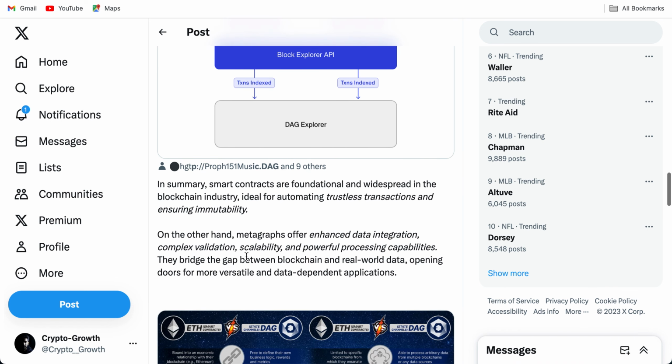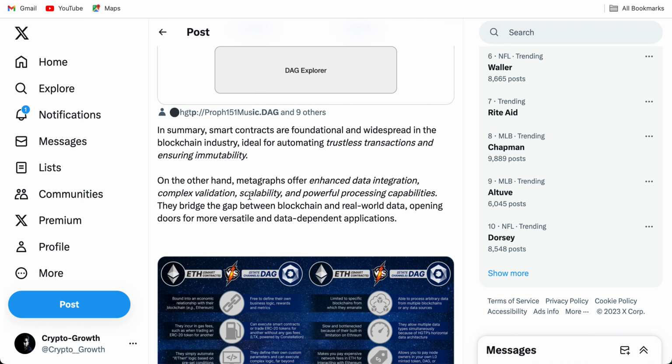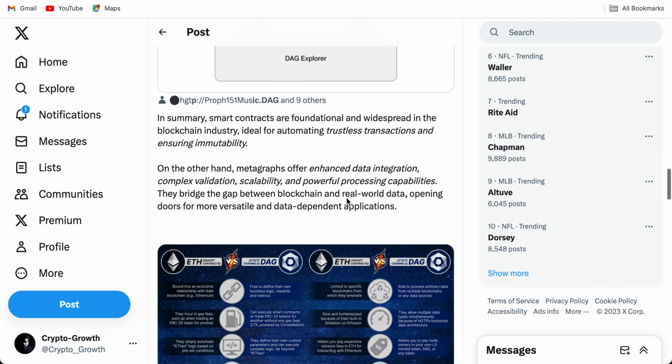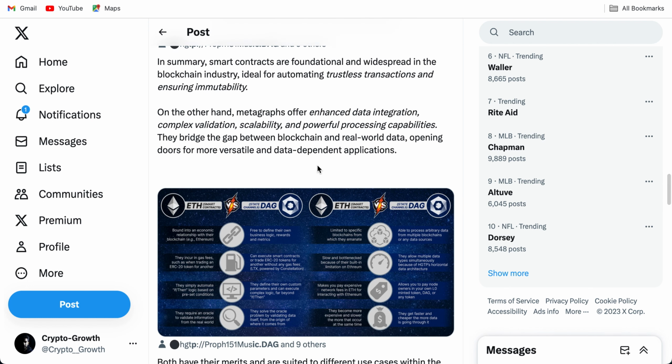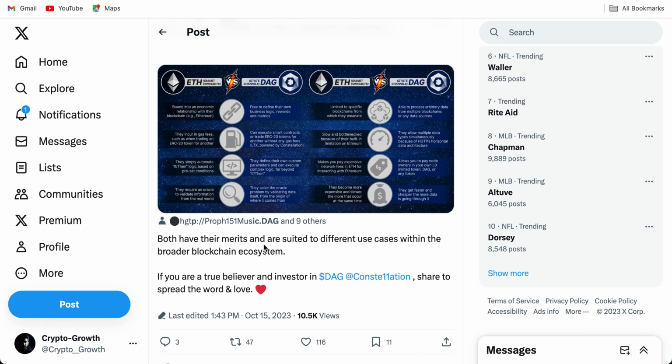In summary, smart contracts are foundational and widespread in the blockchain industry, ideal for automating trustless transactions and ensuring immutability. On the other hand, metagraphs offer enhanced data integration, complex validation, scalability, and powerful processing capabilities. They bridge the gap between blockchain and real-world data, opening doors for more versatile and data-dependent applications. Both have their merits and are suited to different use cases within the broader blockchain ecosystem.